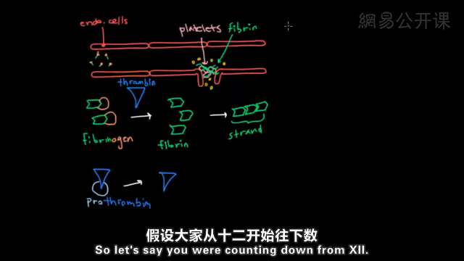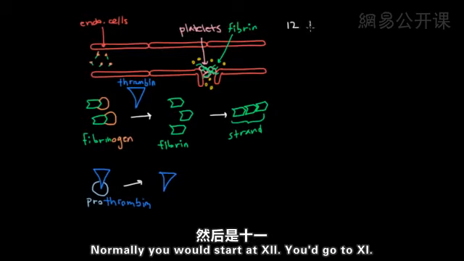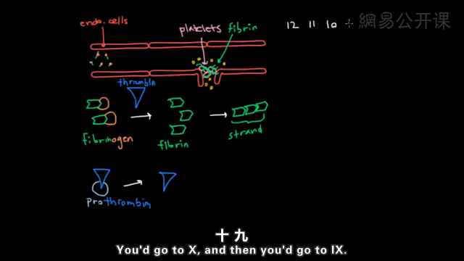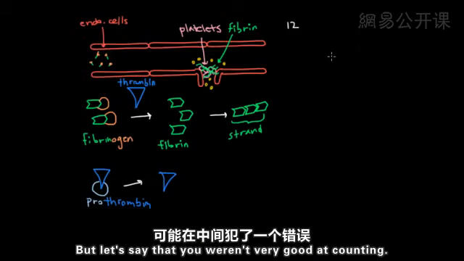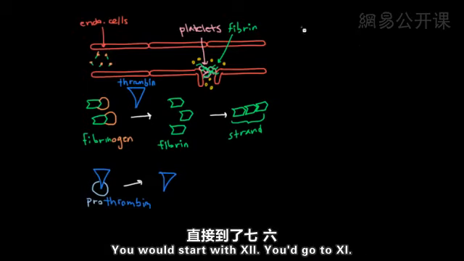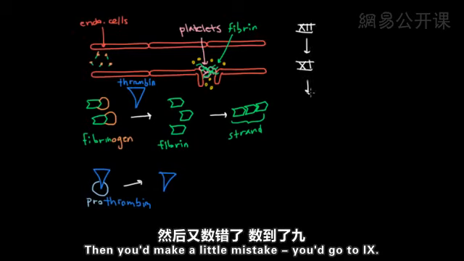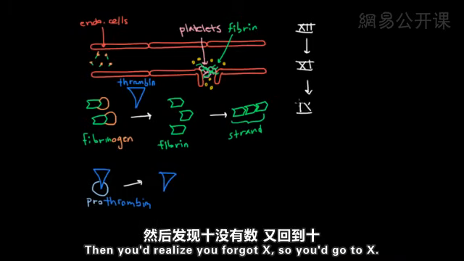So let's say you were counting down from 12. Normally you would start 12, you'd go to 11, you'd go to 10, and then you'd go to 9. But let's say that you weren't very good at counting. You would start with 12, you'd go to 11, then you'd make a little mistake, you'd go to 9, then you'd realize you forgot 10, and so you'd go to 10.